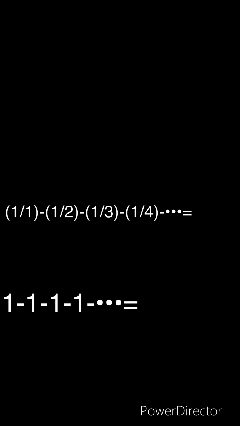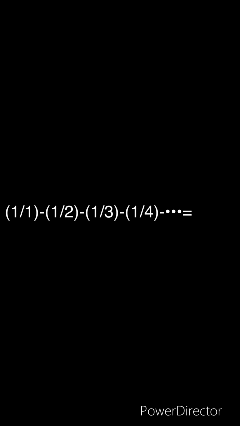we could just say that 1 minus 1 is 0, and then the other 1 minus 1 is 0, and then the other 1 minus 1 is 0, and then so on forever. So that whole equation is equal to 0 minus 0 minus 0 minus 0 minus 0 minus 0 minus and so on forever. And that's the same thing as 0. So 1 minus 1 minus 1 minus and so on forever equals 0.